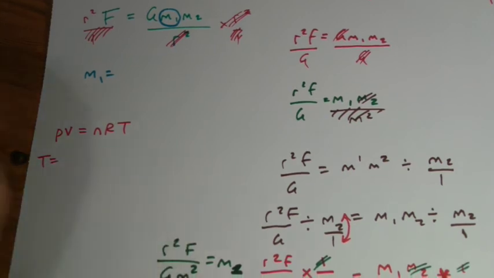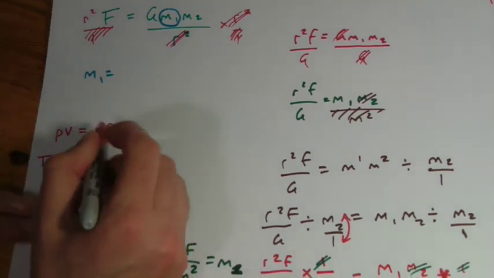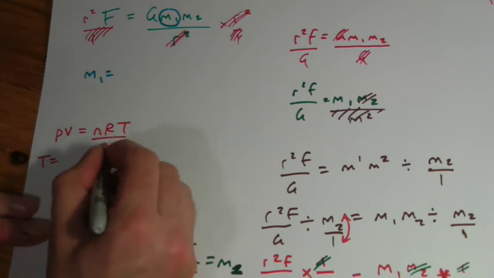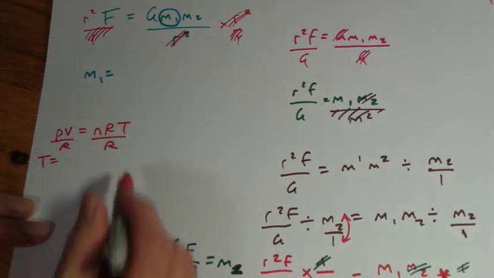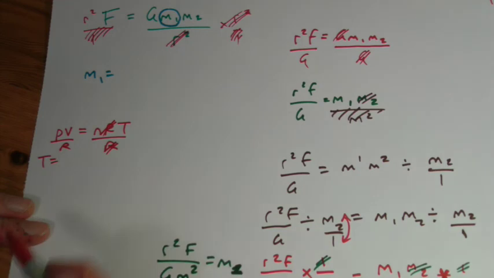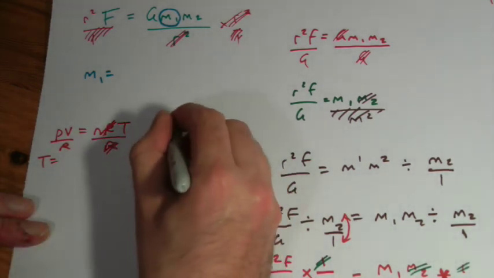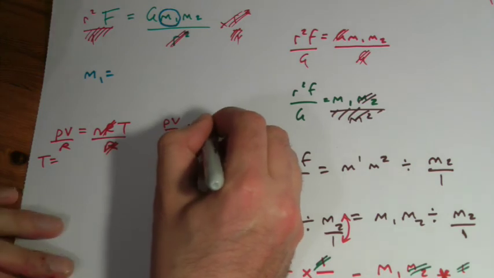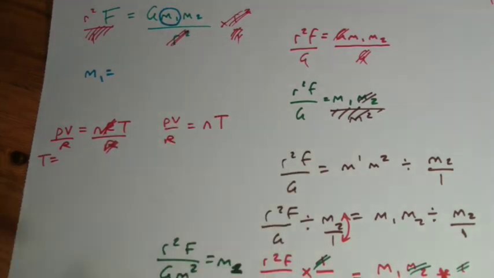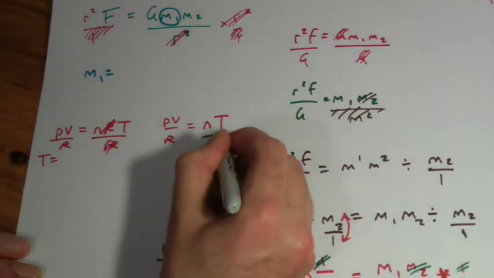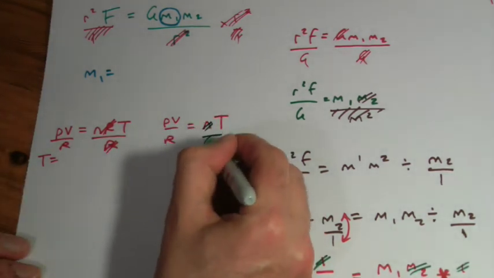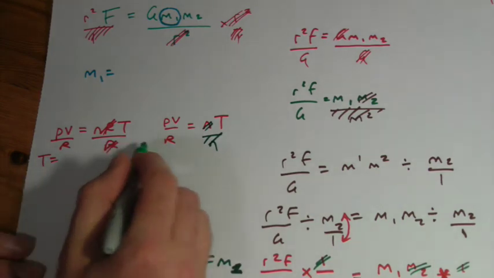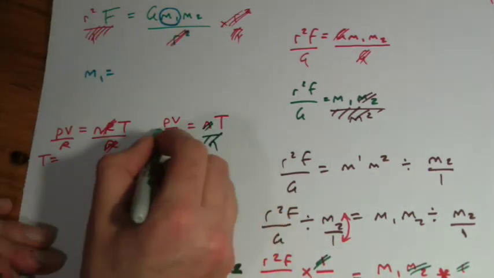How do I do it? I go through all the steps I went through before. Let's divide this side by R, and all of that side by R, R on the top, R on the bottom. So now I've got PV divided by R equals NT. Okay, can I get rid of the N on this side? Yes, I divide by N on this side, get rid of them. How do I divide by N on that side? I flip it the other way around and multiply it.